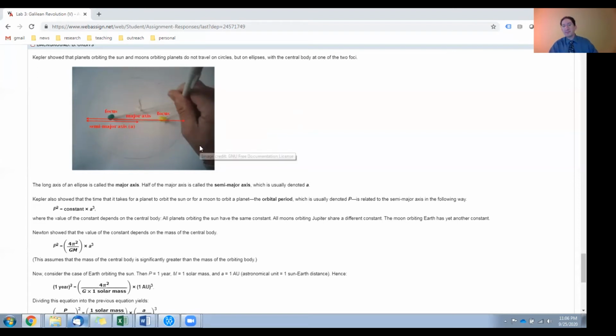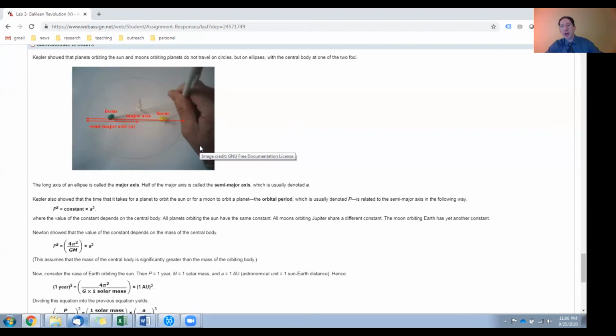Now in this diagram, you can see how to make your very own ellipse at home. It's pretty straightforward. You get a piece of string, tack down both ends of the string, leaving some slack, and using a pen or a pencil, pull the string taut, and keeping it taut, draw the shape, and that shape will be an ellipse.